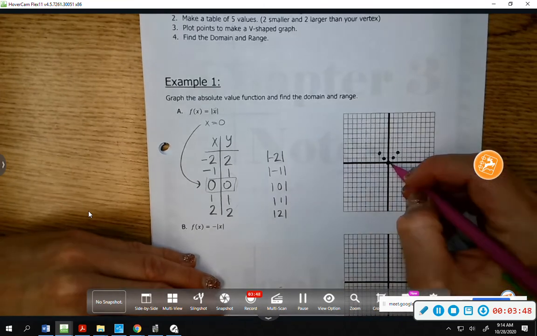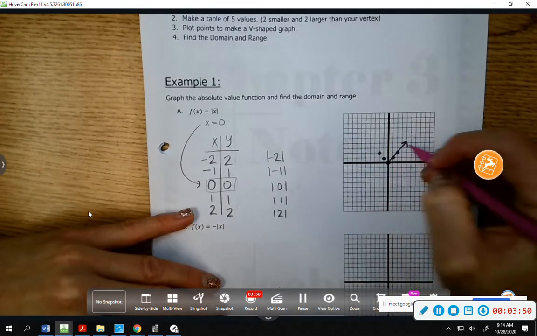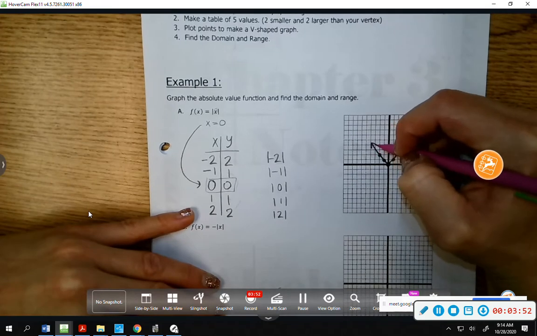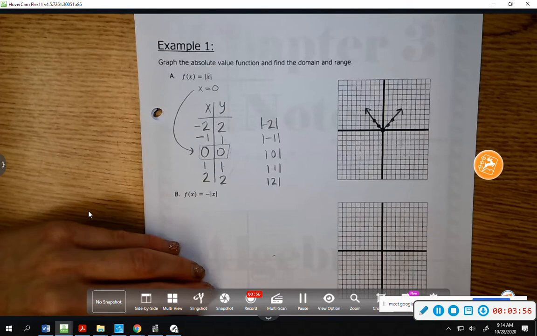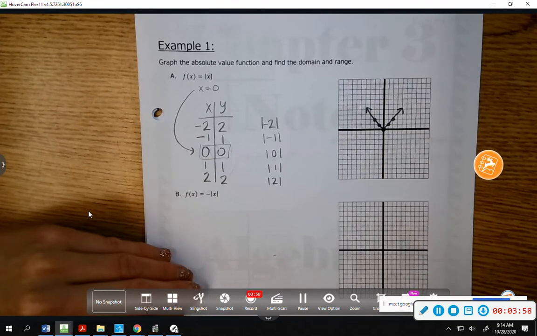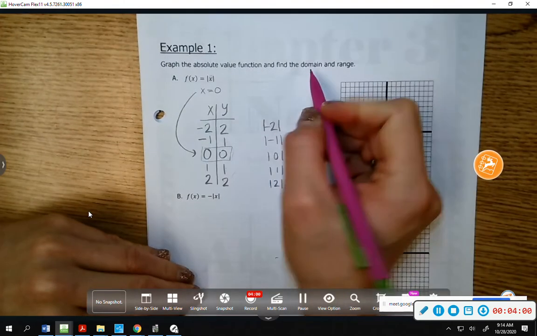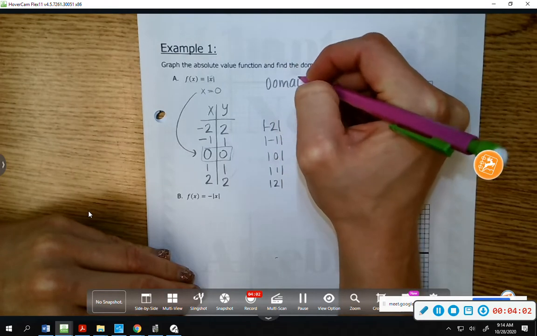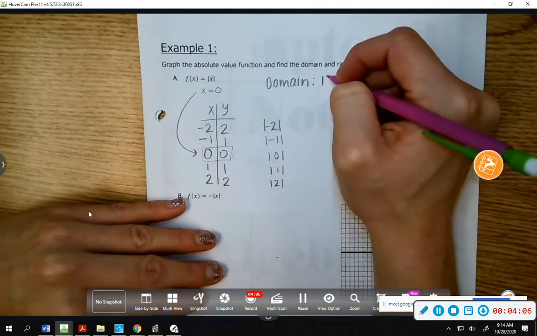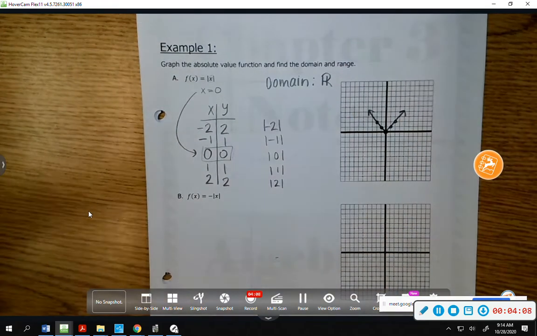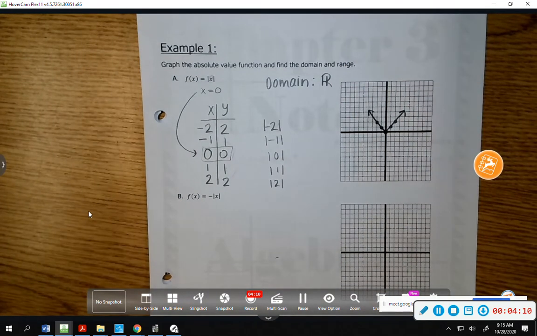So here's my absolute value function. We want to put arrows on the ends because just because we stopped graphing doesn't mean that the function stops. And then we want to find the domain and the range. So the domain is talking about the x values. For all of our absolute value functions, the domain is always going to be all reals because it extends on forever in both directions.